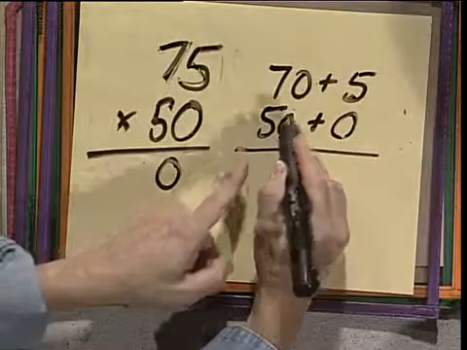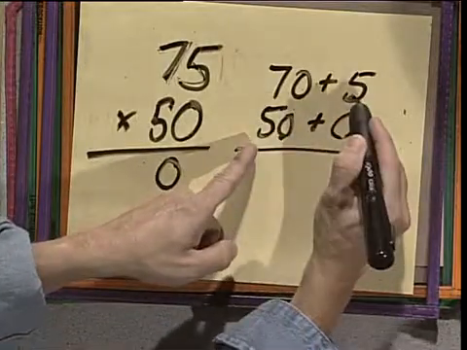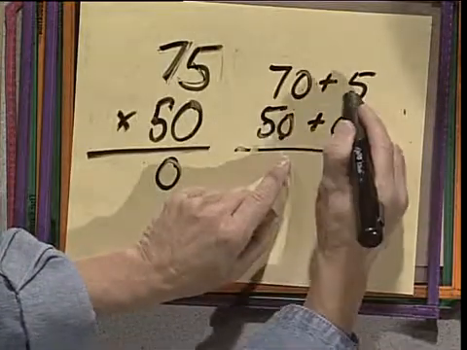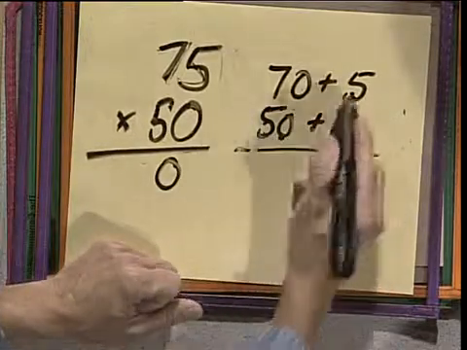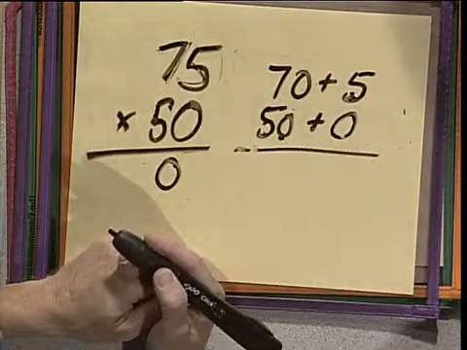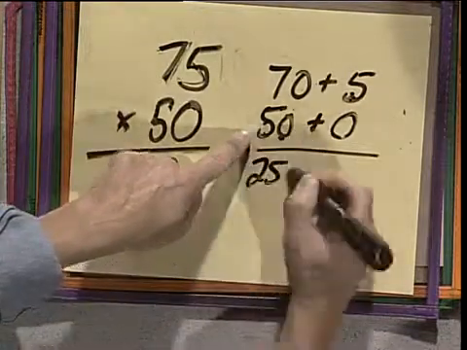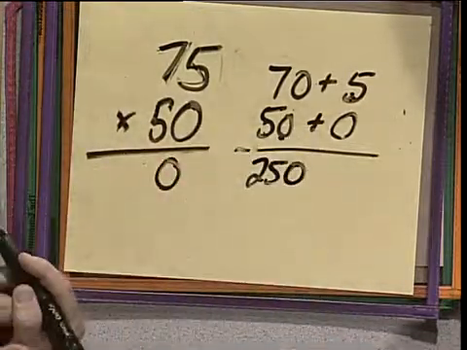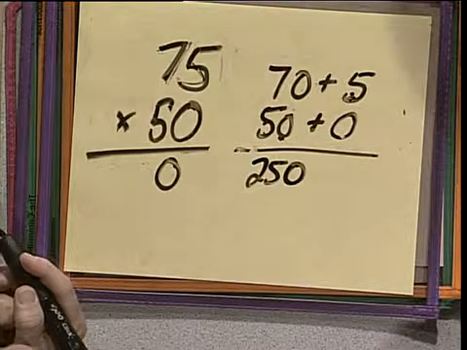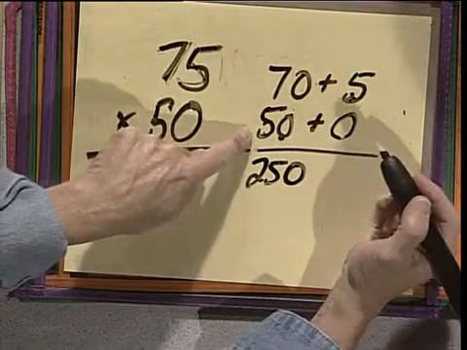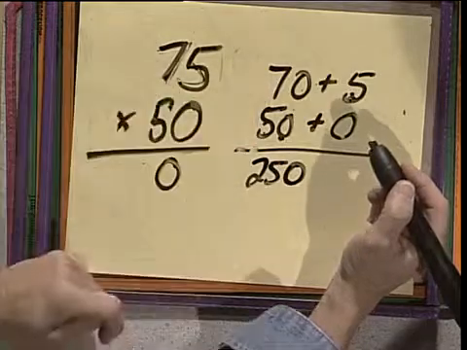So let's see. How much is 50 times 5? You can just do 5 times 5 and add a 0. How much is 5 times 5? 25. And we have to remember it's not really 5, it's 50, so let's add that 0 back in. 250. Exactly. And now we're going to do 50 times 70.